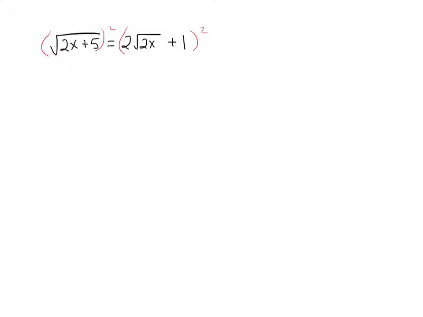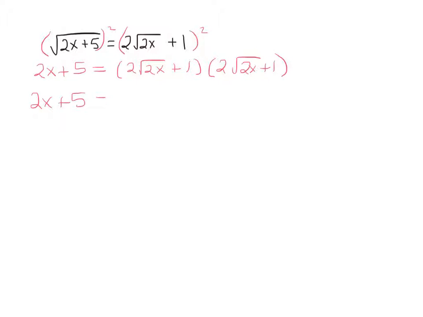So the left side's easy. Squaring the square root of 2x plus 5 just gives us 2x plus 5. But this other one, it's about to get messy, isn't it? Because squaring 2 root 2x plus 1 means 2 root 2x plus 1 multiplied by 2 root 2x plus 1. And we get 2x plus 5 equals.